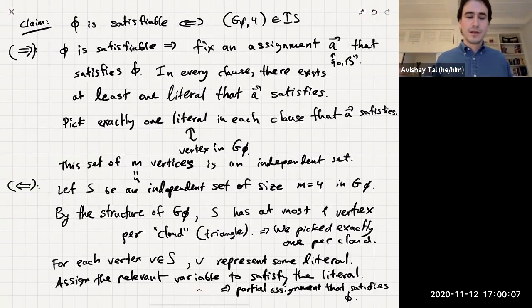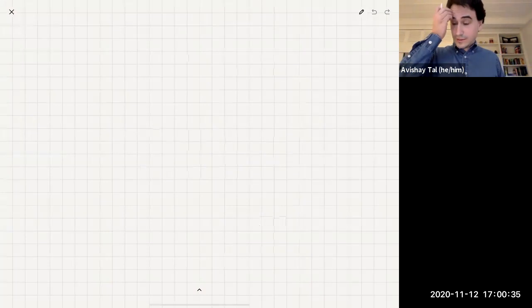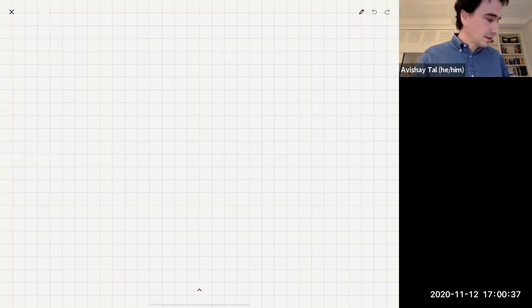This would not happen. And the reason that it satisfies the formula is because we have exactly 1 per cloud. So this means that the corresponding literal is satisfied by this partial assignment. Therefore, the corresponding clause is satisfied by this partial assignment. Okay, all right. So this completes the proof that independent set is NP complete.